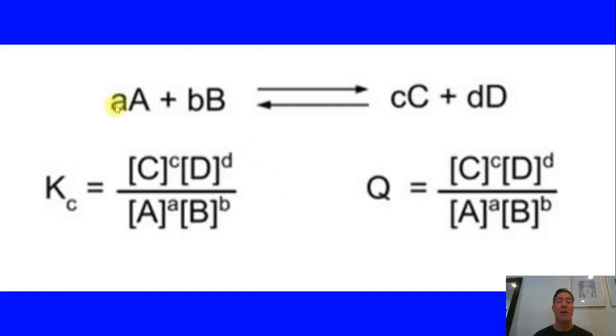Remember, when we have a generic reaction, we have a K expression, which is at equilibrium. We have a Q expression, which is exactly the same, but it describes any point in time, including equilibrium. So this can be all reactant, all product, or whatever the quotient is at equilibrium.